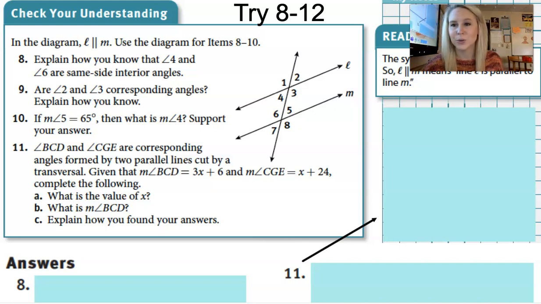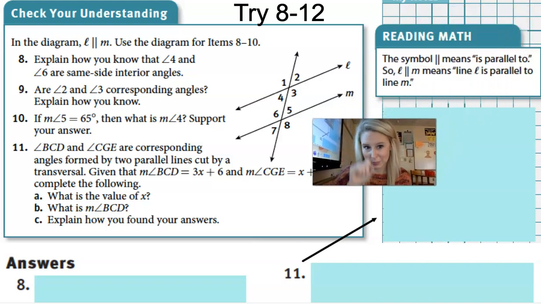Welcome to part 2, where you're going to try some problems and I'm going to explain them. So we've got a diagram here, and in the diagram, this symbol right here, they gave you a little reading math symbol, means is parallel to. So two up and down lines mean is parallel to. If you'll remember, the upside down line means it's perpendicular to. All right, so we're going to look at this picture for 8, 9, and 10.